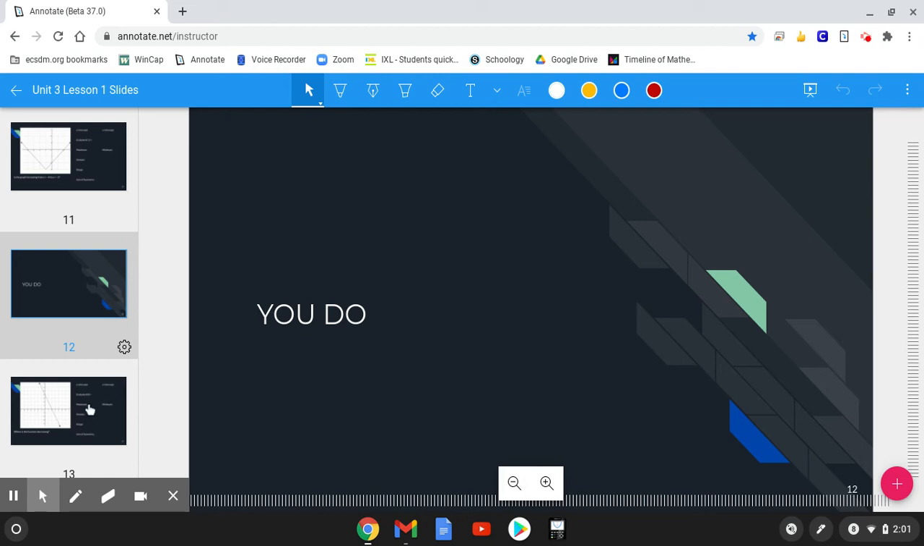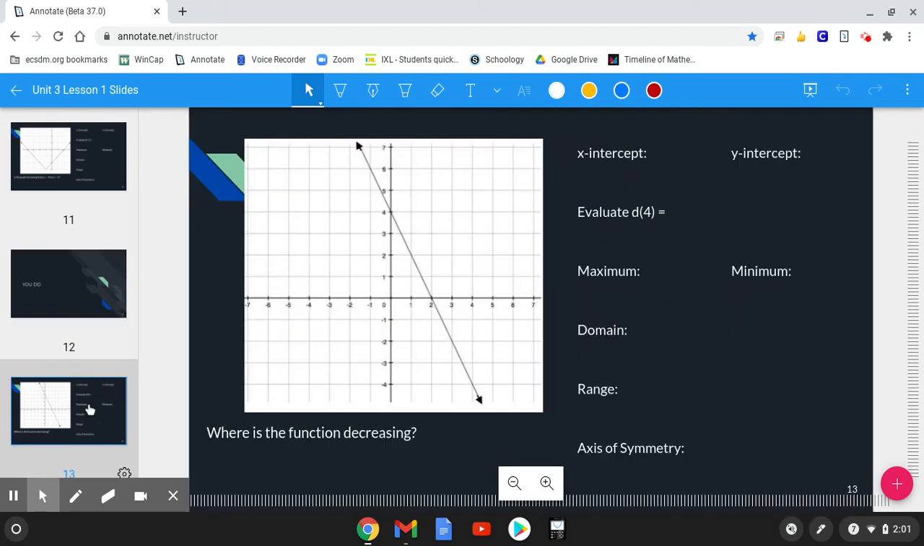Today we're working on identifying key features of a graph. Where is the function decreasing? The function is decreasing from negative infinity to infinity. The arrows on both ends tell us that it'll keep going if our graph were large enough. So from negative infinity to infinity, it will be decreasing.